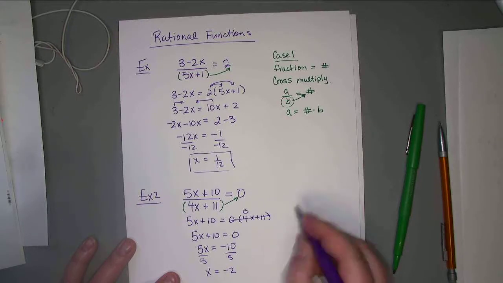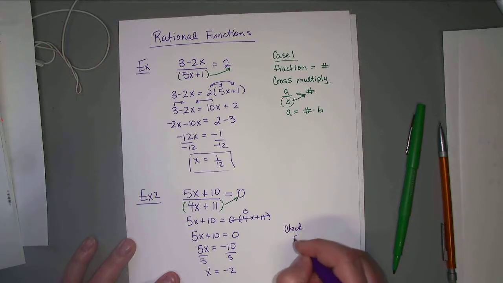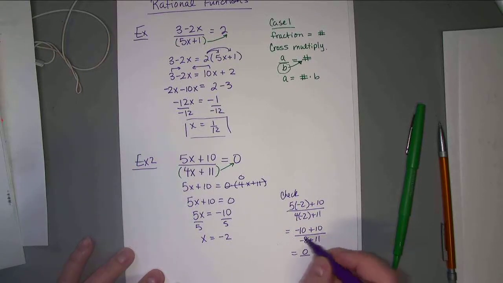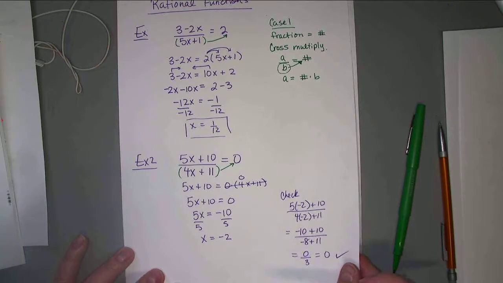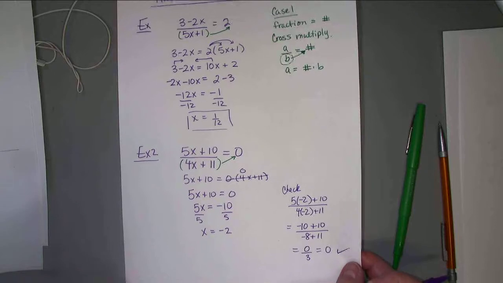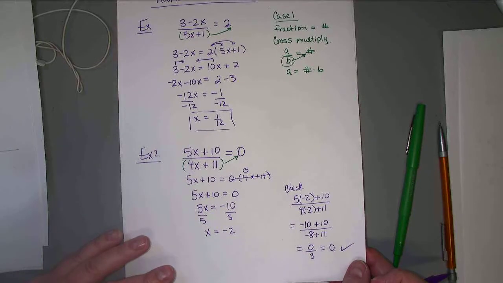And again, we could check our answers. 5 times negative 2 plus 10 over 4 times negative 2 plus 11. 5 times negative 2 is minus 10. 4 times negative 2 is minus 8. So we get 0 over 3, which is 0. Okay, number 3. So number 3, let's say, is case 2. So we're going to do case 2.